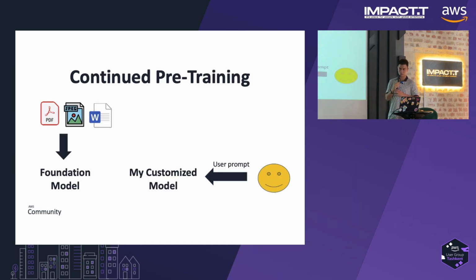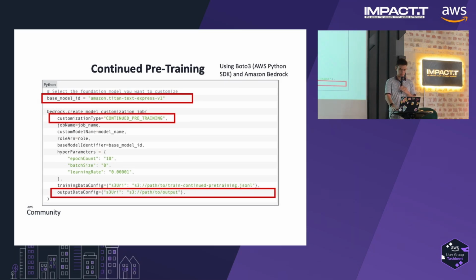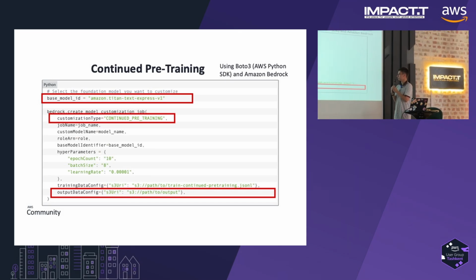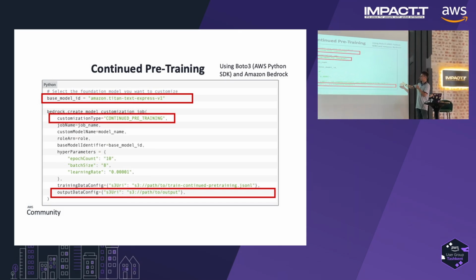Continued pre-training is an example of unsupervised learning. Well, again, so when you pass your data and you don't label it and it learns by itself, the technique is pretty similar. The only difference is that you choose a customization type, continued pre-training, and the other stuff is pretty similar. You again get an endpoint, which you can use in your code. But that is pretty simple itself.